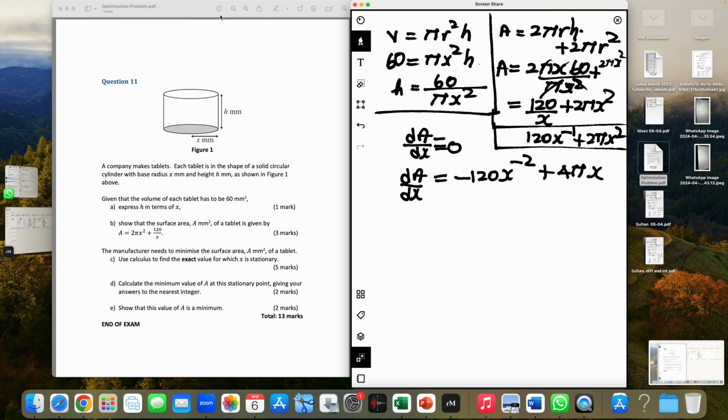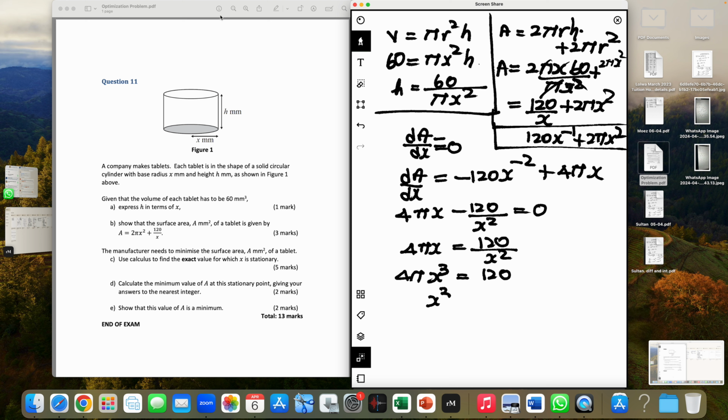How did the 4 pi x come? 2 pi and x squared, if you differentiate, 2x, so 4 pi x. So dA by dx is equal to 0 means 4 pi x minus 120 x power minus 2, you can write minus 120 over x squared, equal to 0. 4 pi x is equal to 120 over x squared. So x cubed, cross multiply, 4 pi x cubed is equal to 120. x cubed equal to 120 over 4 pi.